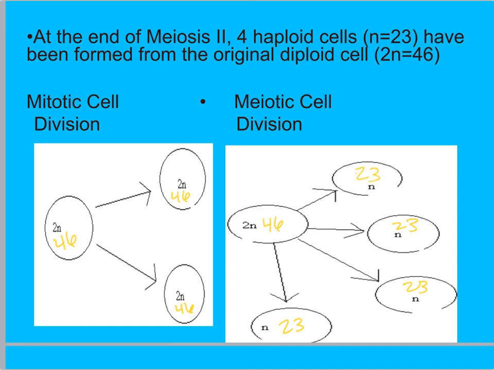So remember, mitosis is going to be body cells and they're diploid. So you make 2 diploid body cells. Meiosis makes 4 haploid sex cells. Make sure you know that.